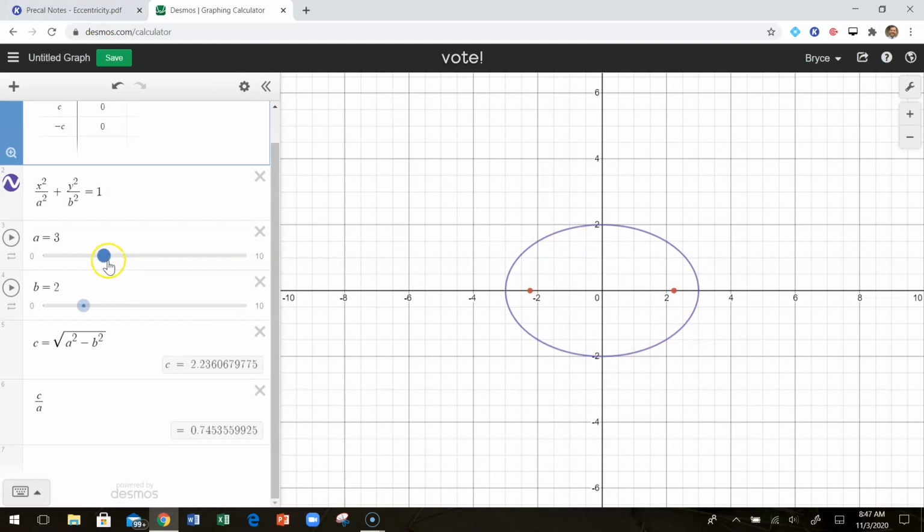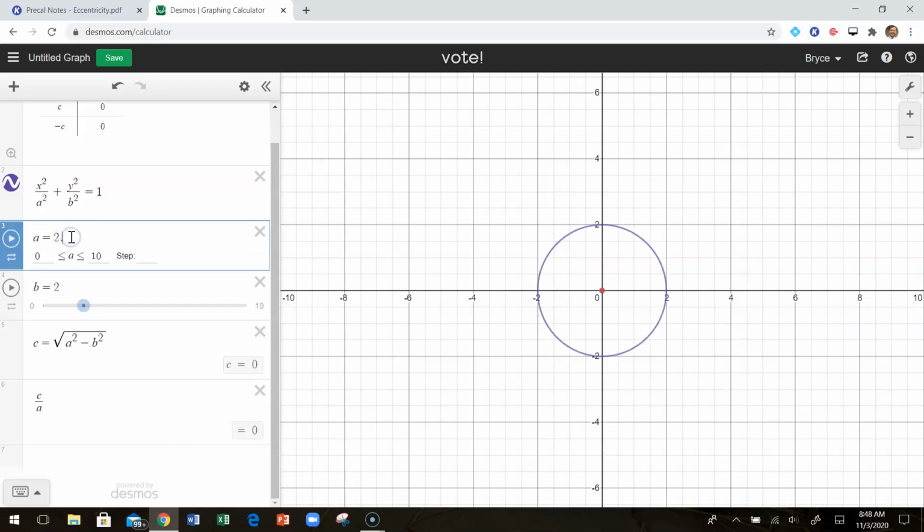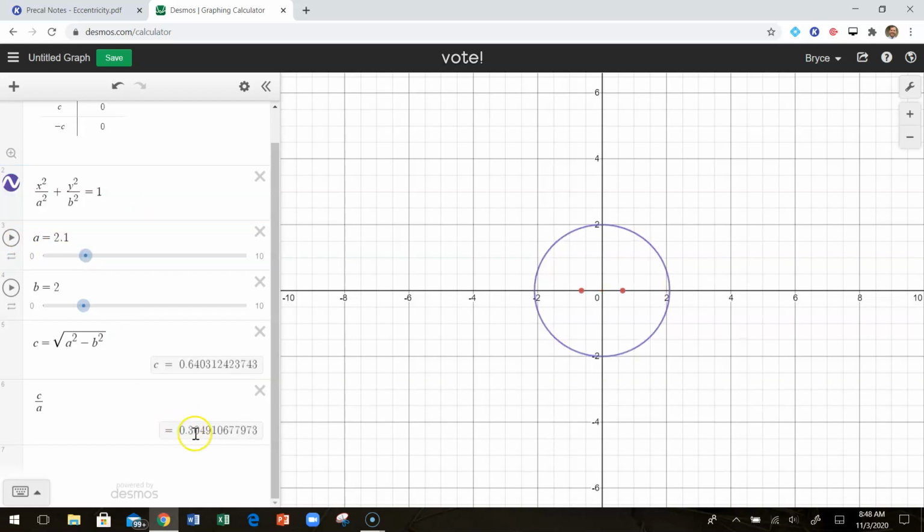Okay. What I want to show you is if I bring a closer to b, okay, so if I bring a back down, now c is changing as well, but look what happens when a and b are the same number. If I just make a 2, look at eccentricity, it's 0. Now, this isn't an ellipse, this is a circle because a and b are the same numbers. And so for an ellipse, the eccentricity can't be 0, but it's going to get really close to 0, right? If we make that a value really close to b, it's going to get really close to 0. Look at our eccentricity value.